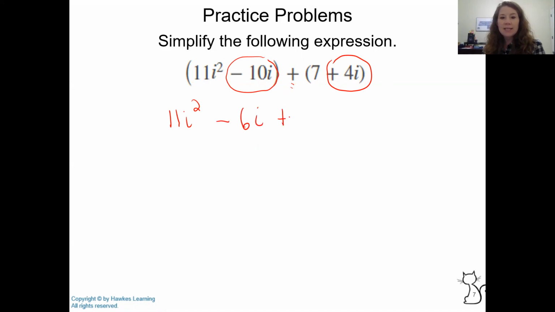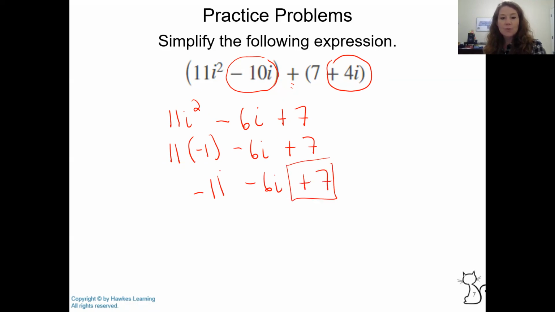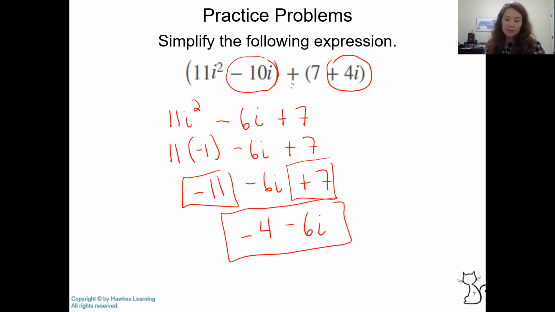And then 7 is a term by itself. So we have plus 7. Now, the only thing we can do at this point is simplify i squared. So i squared is equal to negative 1 plus 7. So 11 times negative 1 is negative 11 minus 6i plus 7. So now we have two more like terms. So negative 11 plus 7 is negative 4 minus 6i, and that would be our final answer.